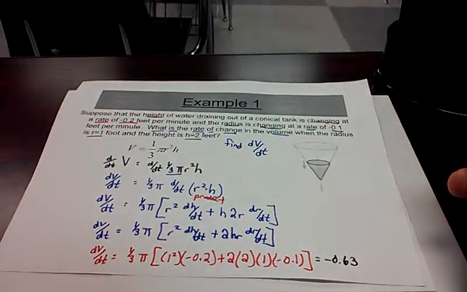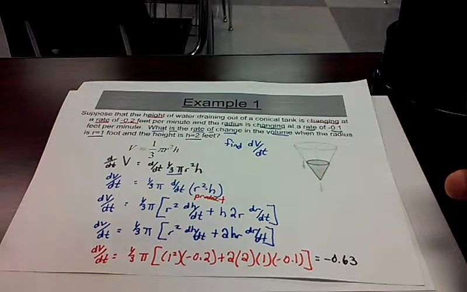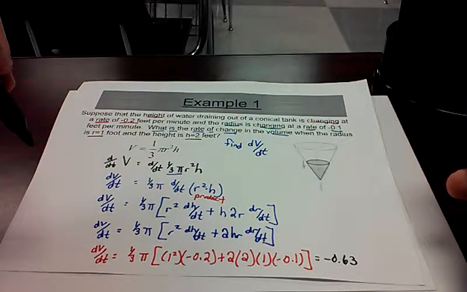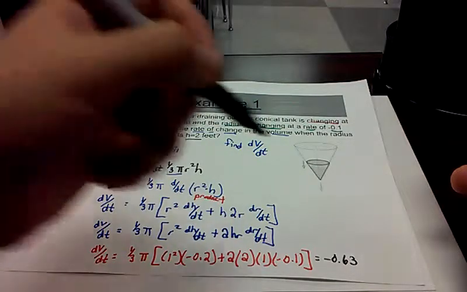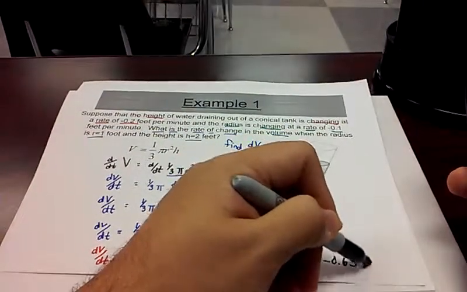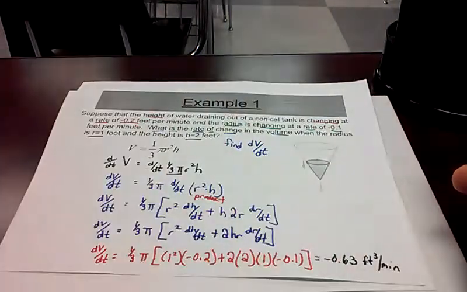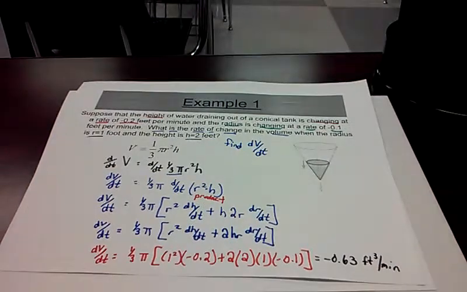So negative 0.63. Since this is volume, I could say that that is feet cubed per minute. And so then that would be my final answer. The rate of change of the volume is decreasing. That's why it's negative. It's decreasing at 0.63 cubic feet per minute.